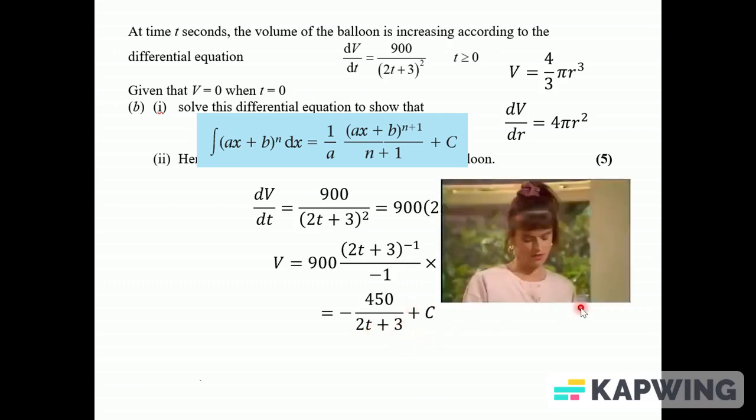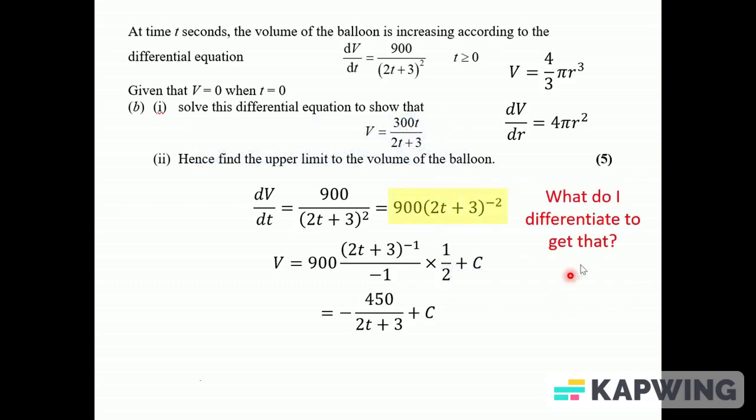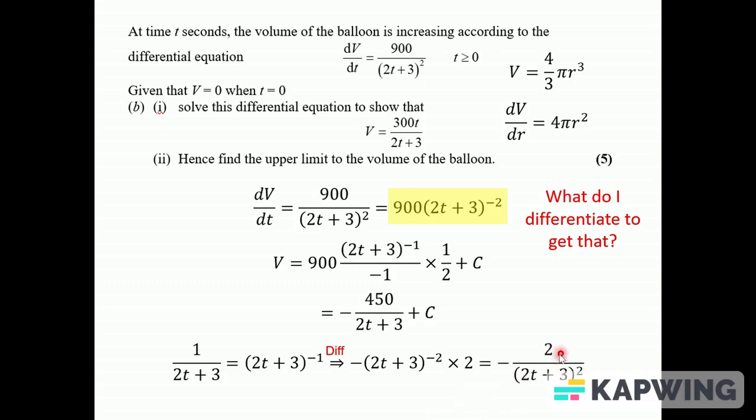Oh, you don't want to do it like that. No, I don't. This is the way I would do it. I would think, what do I differentiate to get this? Now I know that if I differentiate something to the power of minus 1, I'm going to get that to the power of minus 2. So when I differentiate this, this goes just 1 over 2t plus 3. But when I differentiate this, the minus 1 will go in front. I'll have (2t plus 3) to the minus 2 multiplied by the bracket differentiated, which is just 2. And this simplifies down to minus 2 over (2t plus 3) squared.